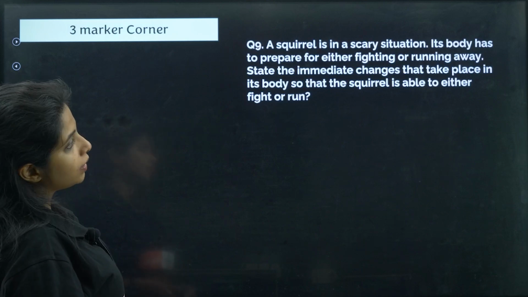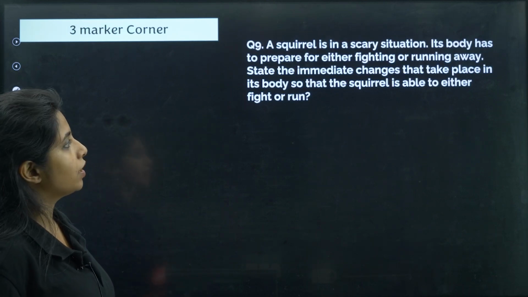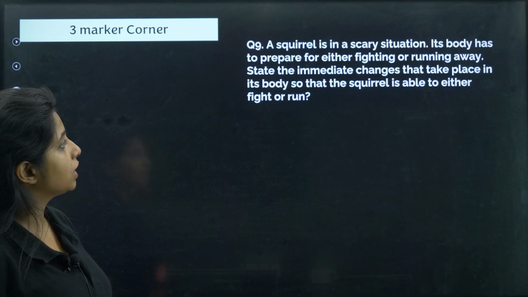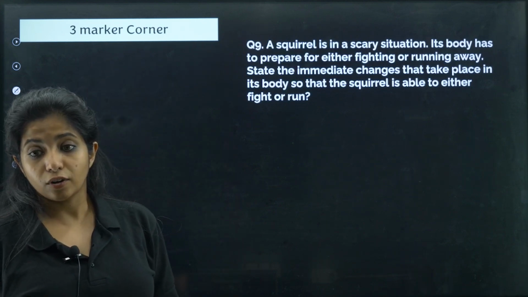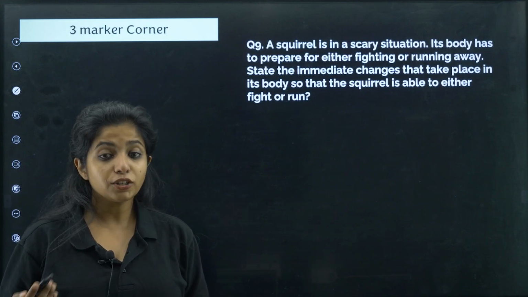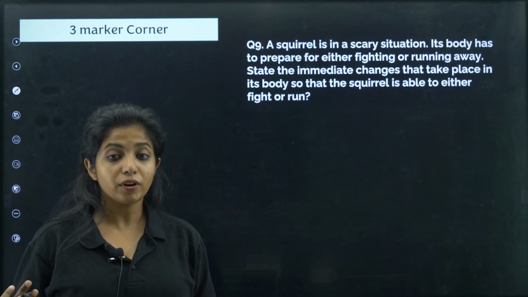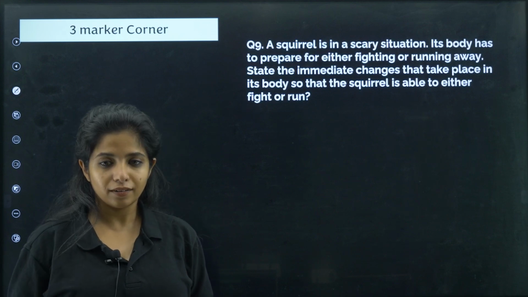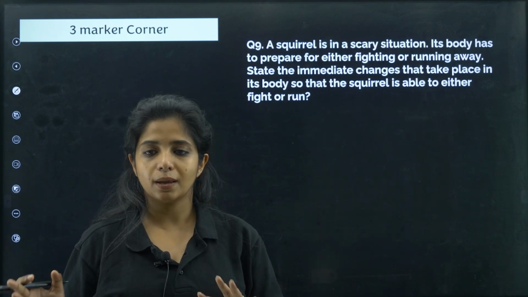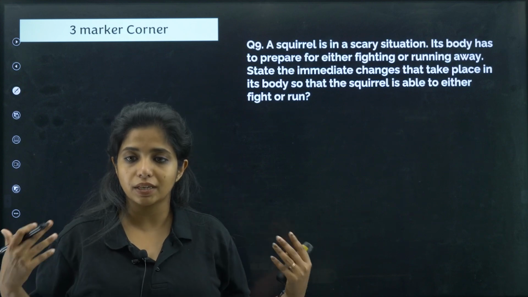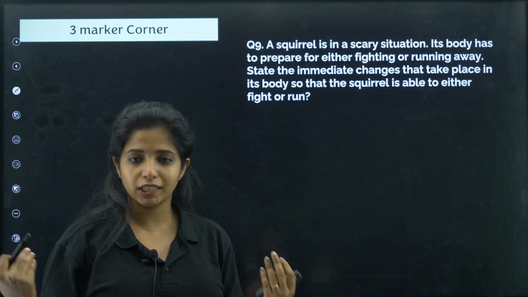9th question. Squirrel in a scary situation. Its body has to prepare for either fighting or running away. State the immediate changes that take place in the body so that the squirrel is able to either run or fight. So fight or flight situation, what is being produced over here? Adrenaline or noradrenaline. Adrenaline, epinephrine. Adrenaline and epinephrine are the same thing, and noradrenaline and norepinephrine are the same thing. So the squirrel in a scary situation is going to produce that. It is known as the fight or flight hormone. So either you fight or you basically run away.